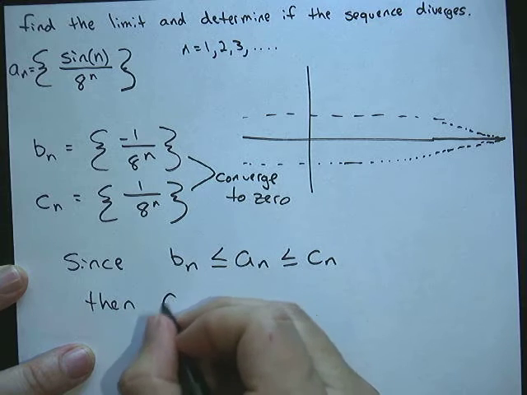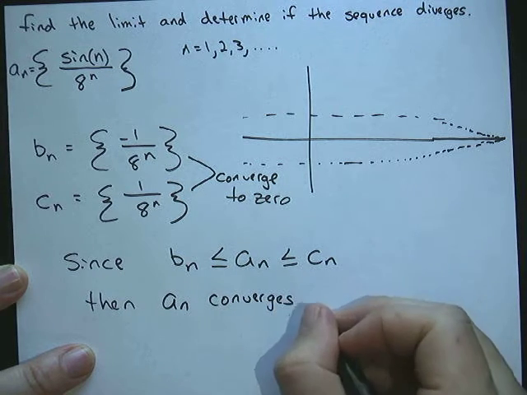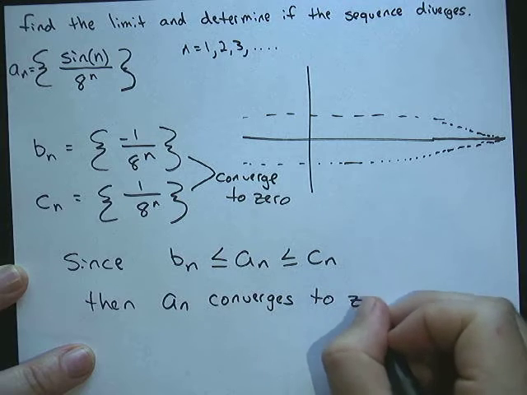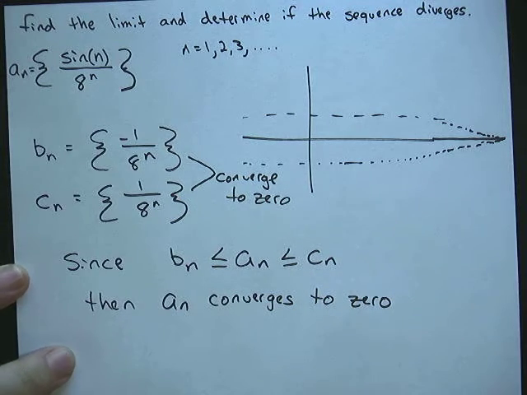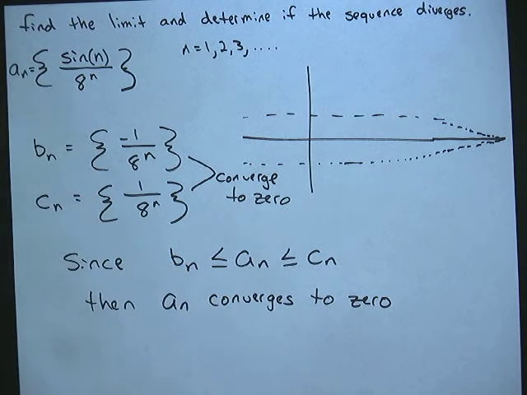And since this is true, then A sub n converges to 0. So the limit of A sub n as n goes to infinity is 0, and it converges to 0.